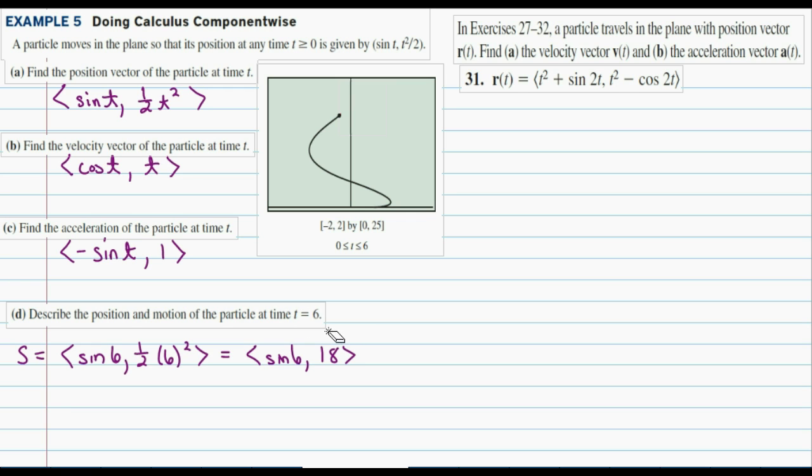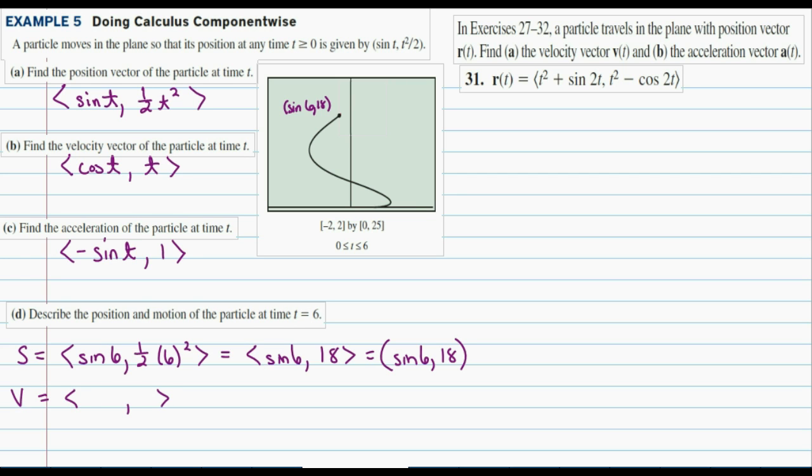Now, here's the thing though. That's not the position, that's the position vector. The actual position is a coordinate, sine of 6, comma, 18. So that's going to be that point right there that's symbolized on this graph. So this is a graph of the position of this particle. So the particle is no longer moving along the x-axis. Isn't this exciting?